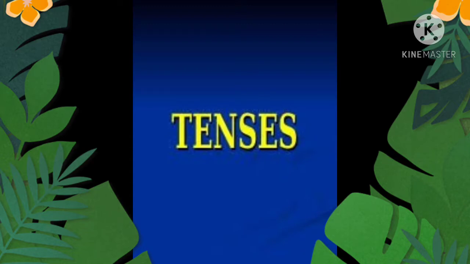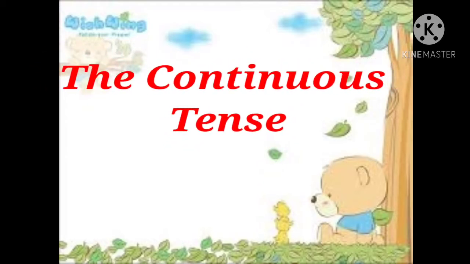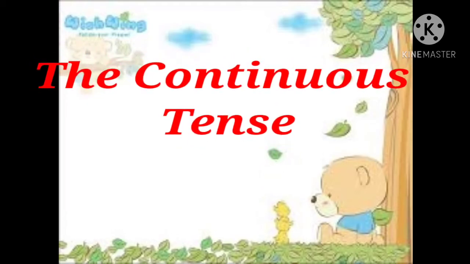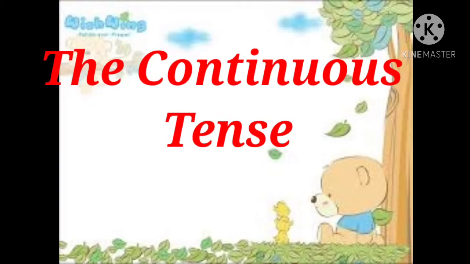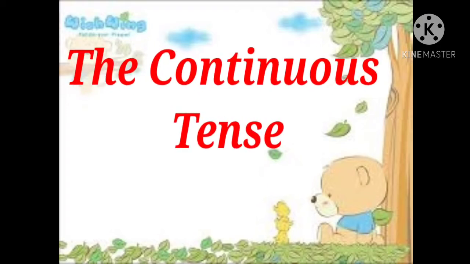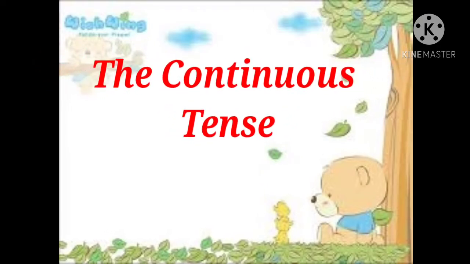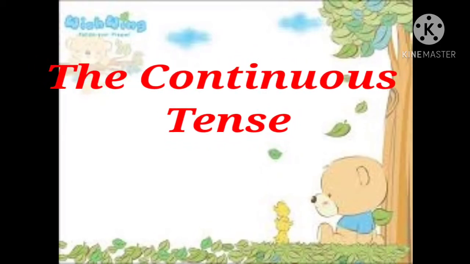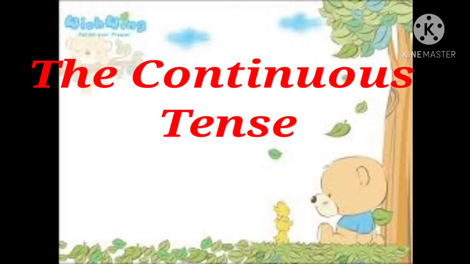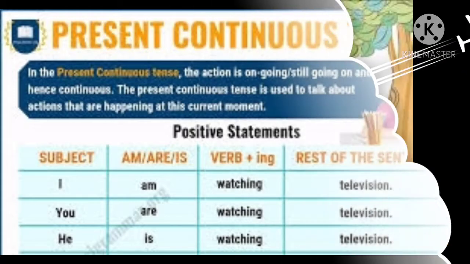Now, in today's class, we will study the continuous tense and the perfect tense. First, let us discuss the continuous tense. Continuous means something is going on, when an action is continuously going on. In this topic, we will study present continuous tense, past continuous tense, and future continuous tense. Let us start with present continuous tense.